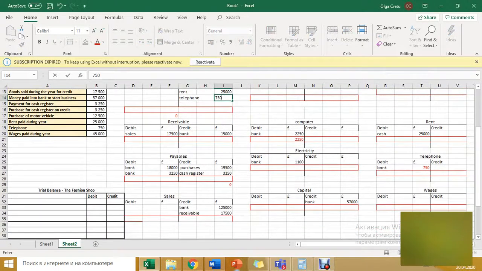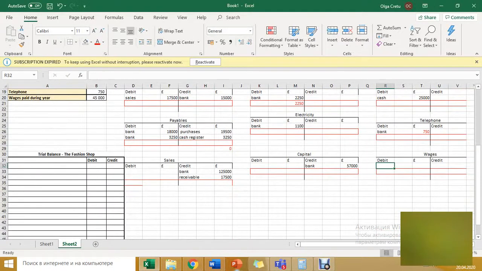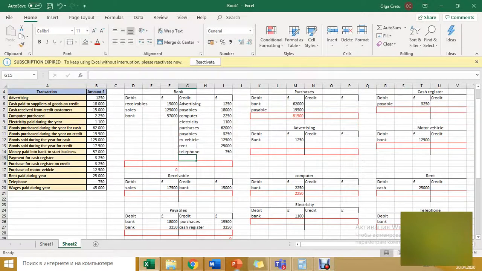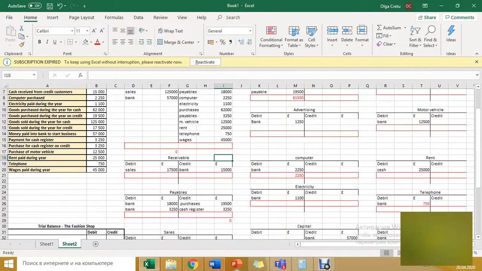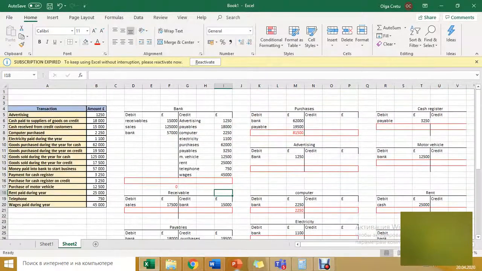And then we have the last transaction. We have paid wages, right? So we paid wages. We have the wages account. We paid cash wages, and then obviously we credit our bank account with wages, 45,000. Alright, so we finalized the first stage. We posted all our transactions in the T accounts.